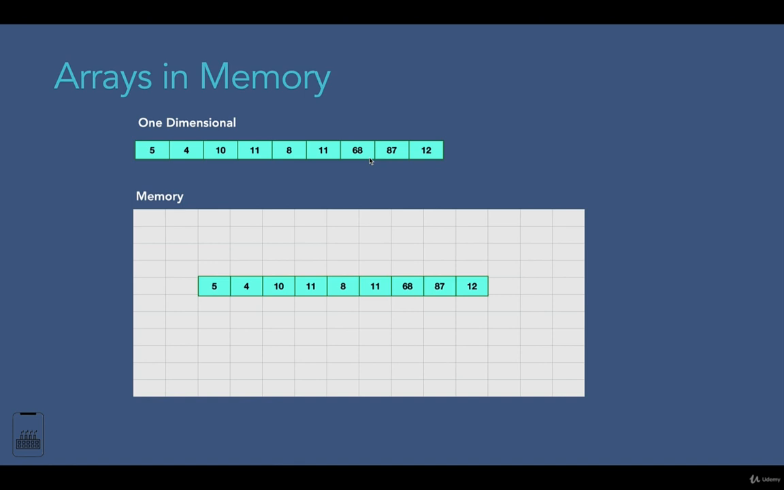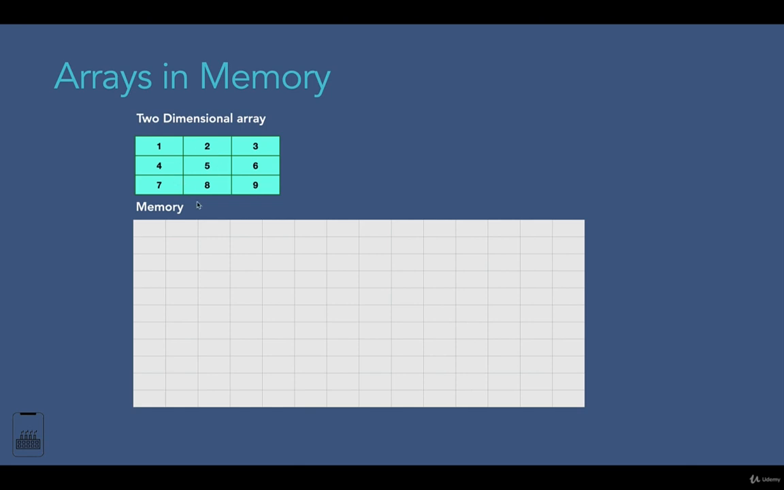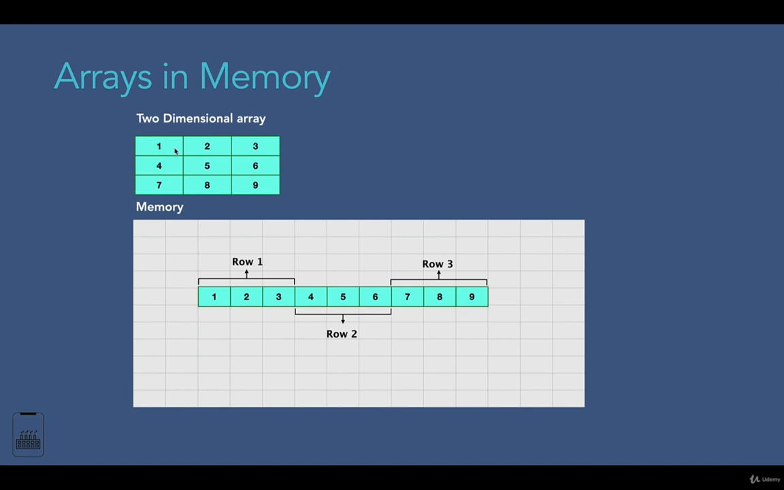Now let's see how a two-dimensional array is represented in the memory. Let's say we have a two-dimensional array like this, in which we have 3 columns and 3 rows. The question is whether it is going to be represented like this, or differently. The answer is that it's not going to be represented like this. The two-dimensional array will be represented in the memory as a one-dimensional array. The system first locates the first row, then the second row, then the third row. As you can see, the first row is located over here, then the second row is located over here, then the third row is located over here.